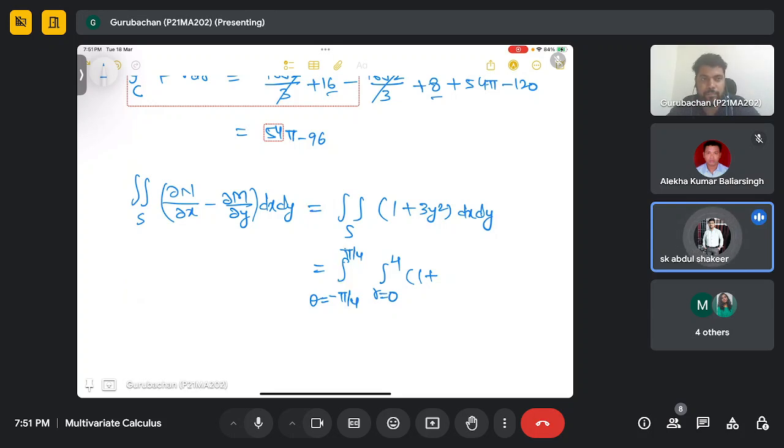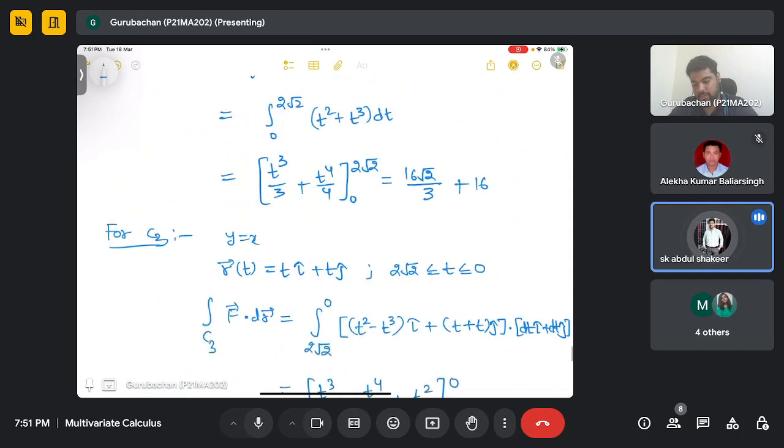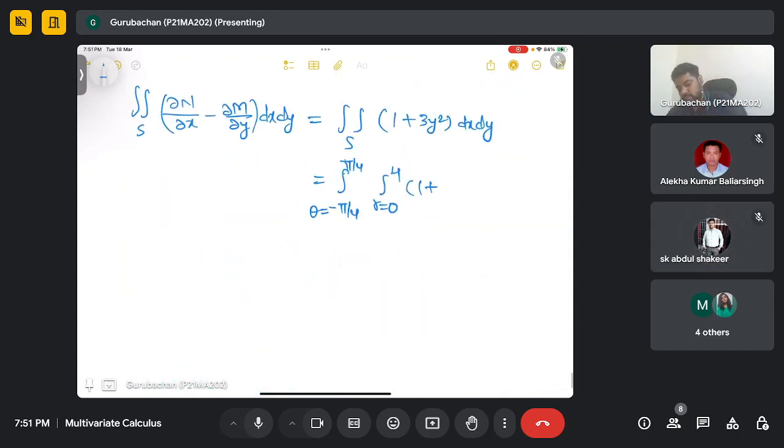But I am not getting that answer because this is breaking into two parts. Yes, sir, I have done only one part, sir. That is why you are getting the wrong answer. See, here is theta equal to pi by 4, theta equal to minus pi by 4, this angle, and this is your circular arc. So you are just integrating till this part. Yes, sir. It is better to take this region in the radial way. Yes, sir.